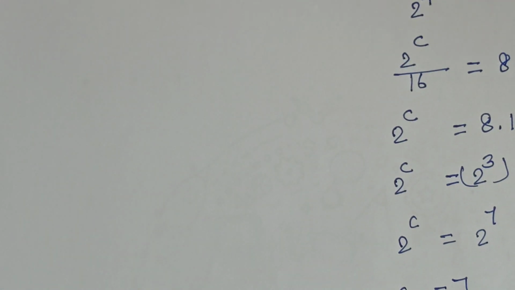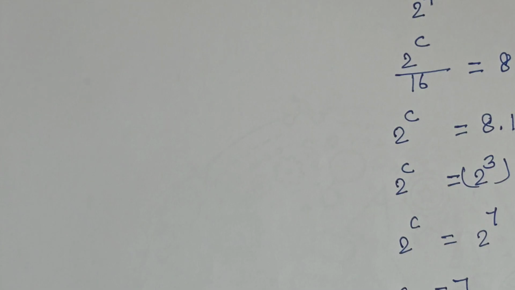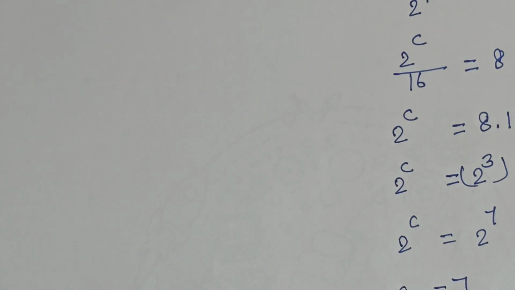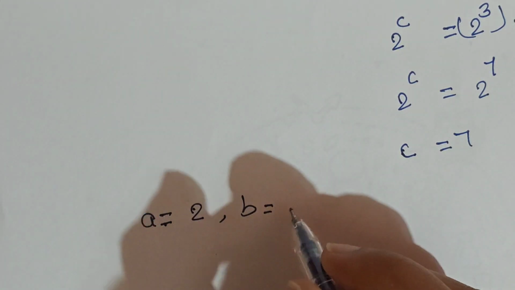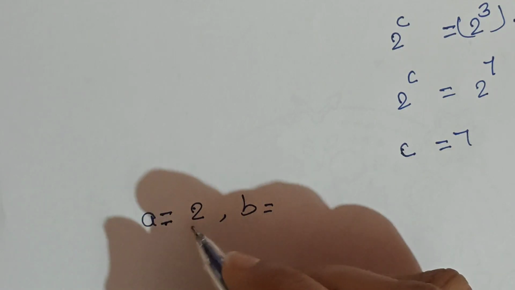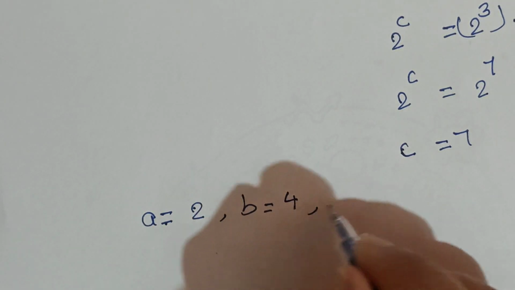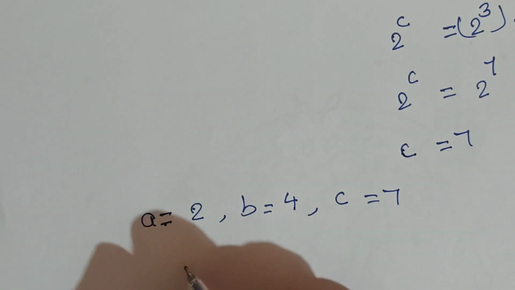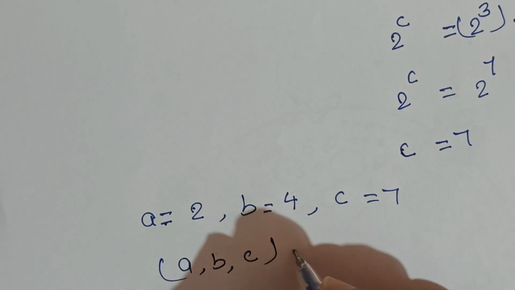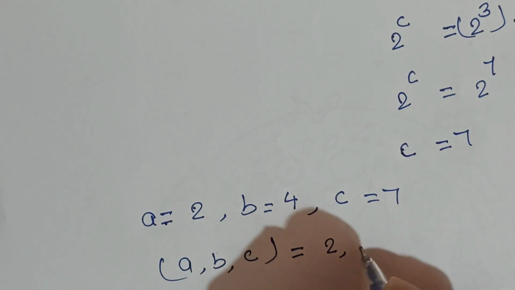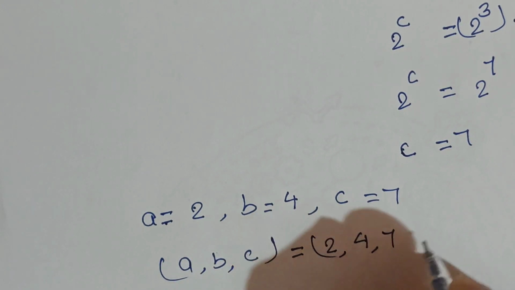So now finally we find the values of a, b and c. a is equal to 2, b is equal to 4 and c is equal to 7. So a, b, c is equal to 2, 4 and 7.